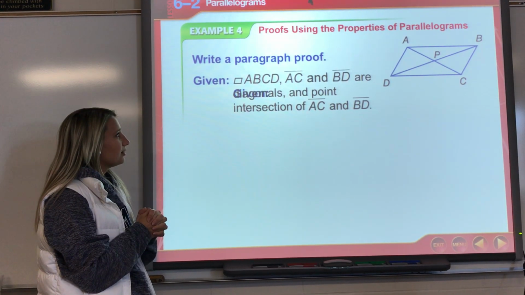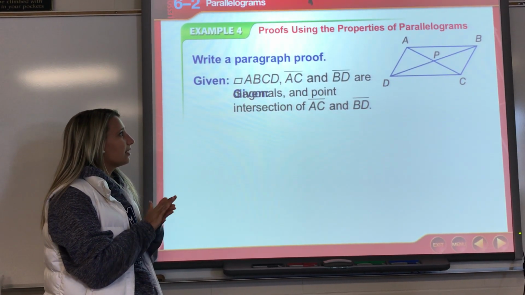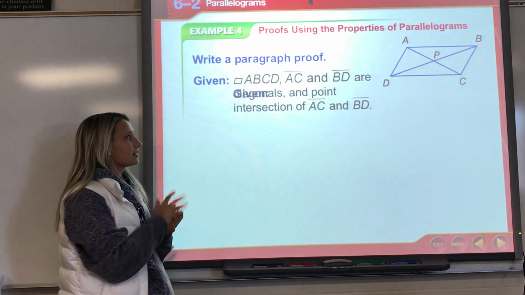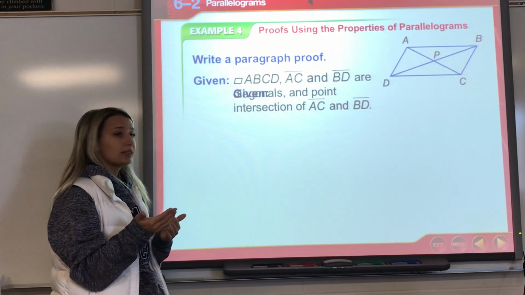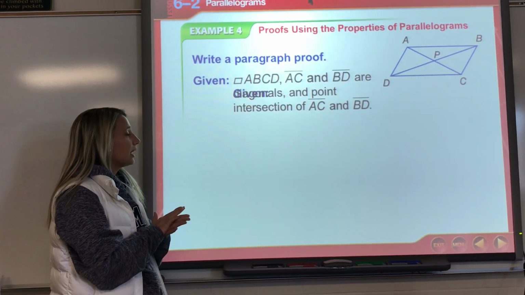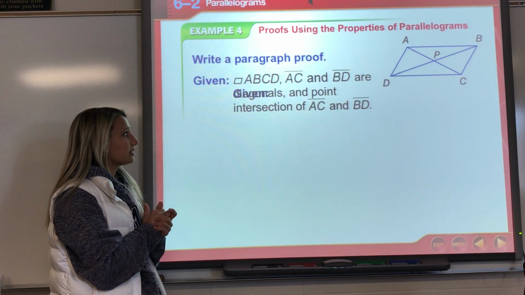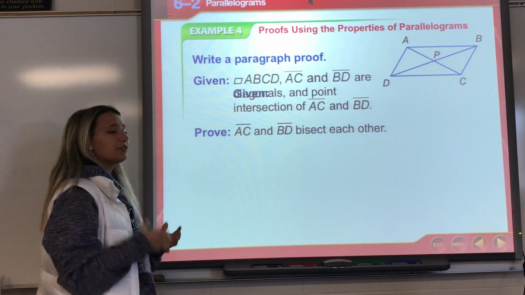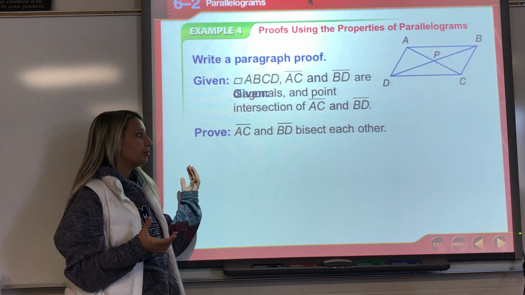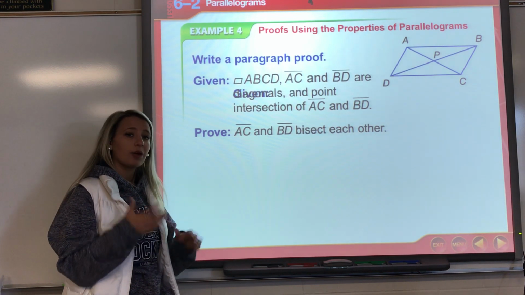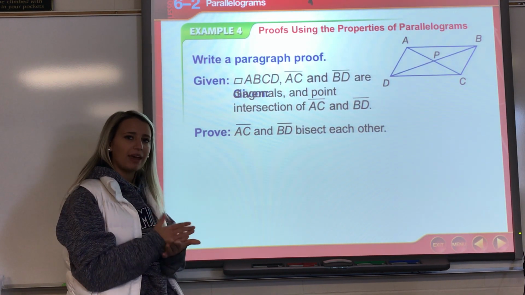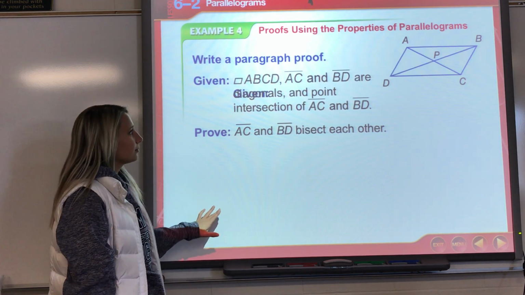It's given that we have a parallelogram ABCD, and it tells us that AC and BD, the diagonals, and then the point of intersection is P. Okay, so we have to prove that AC and BD bisect each other. We're only given that they're diagonals. We're just proving that they do bisect each other at the midpoint of each of those.